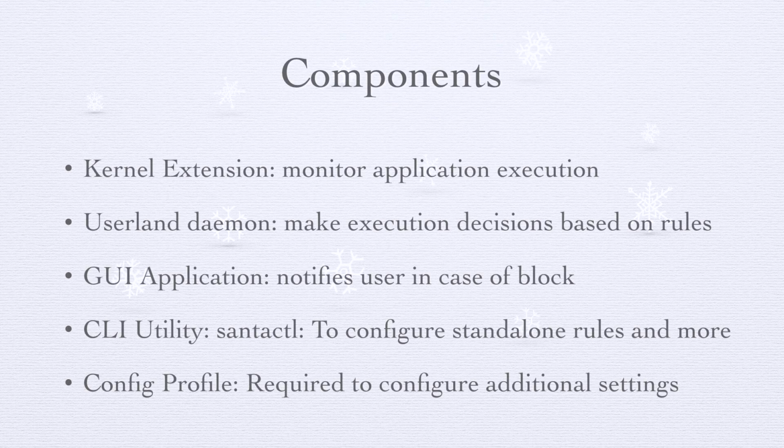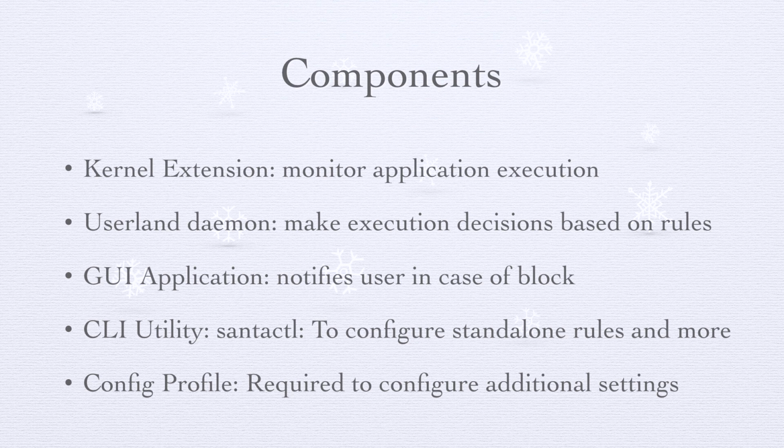All right, what's installed? Once you download it, you get a package. It installs the kernel extension, which I mentioned previously, and also a daemon that makes execution decisions based on the rules. So the kernel extension will monitor to find out when an application has requested an execution, when it's requested to launch. The daemon will look at the rules which we've defined, which we're going to define, and then we'll either allow that execution to happen or not.